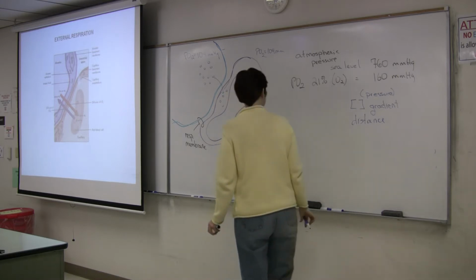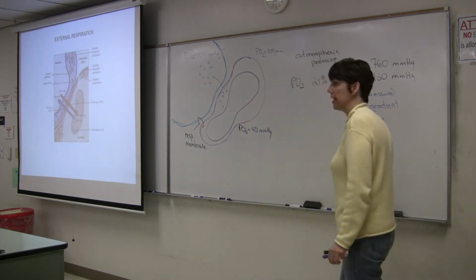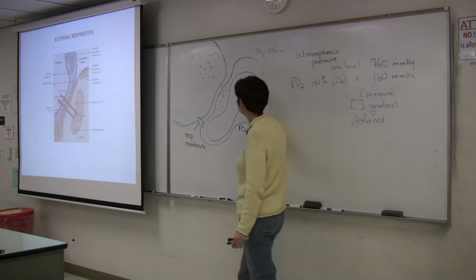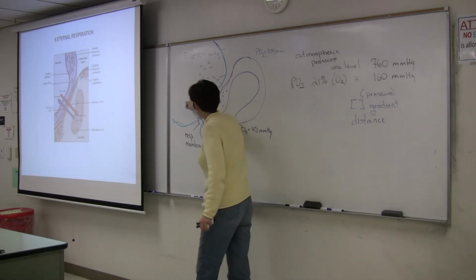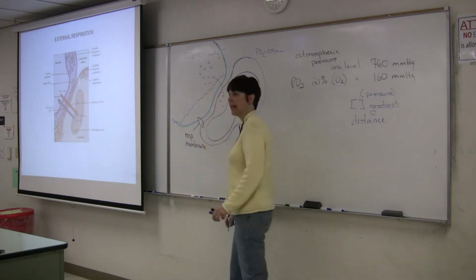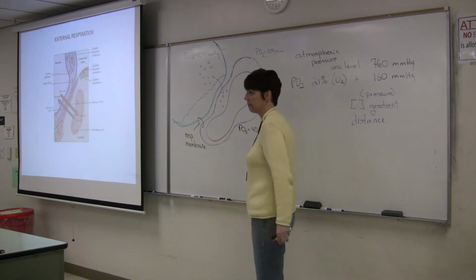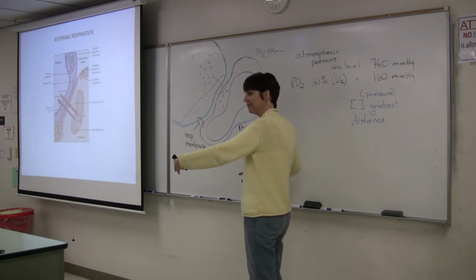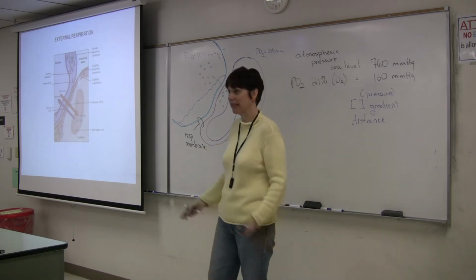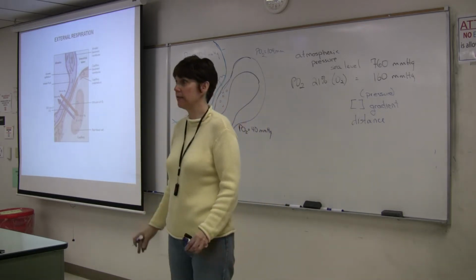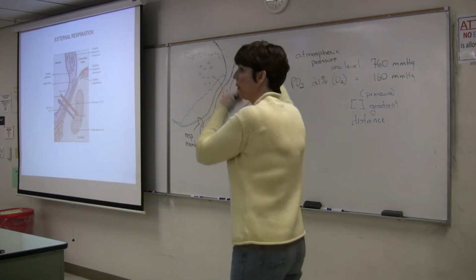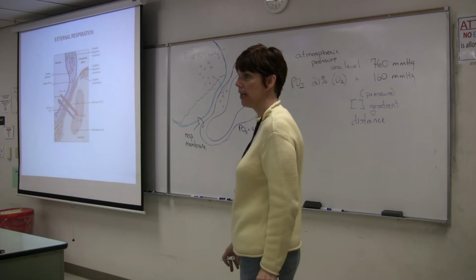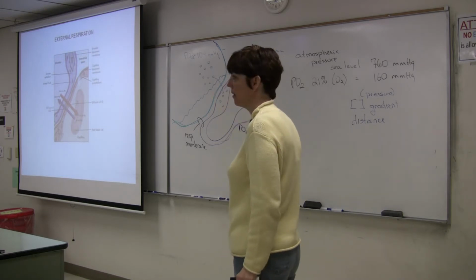Okay? But now let's say that my diffusion is decreased. I have pulmonary fibrosis, or I have pneumonia, and I've got an exudate, a fluid exudate, that's separating that. That's going to slow down the rate of my diffusion because it has a longer distance to travel through. So how could I increase the amount of oxygen that's diffusing into my plasma if I have a greater distance to travel?